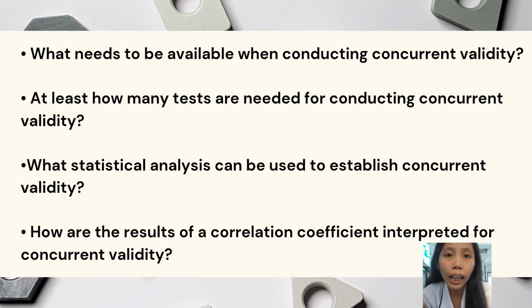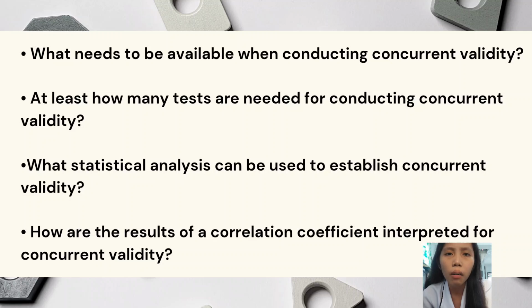Yun po yun. And next is, at least how many tests are needed for conducting concurrent validity? So, the answer is at least two measures or tests, let's say for example, achievement test score and yung current math grade. And then next question, what statistical analysis can be used to establish concurrent validity? So the answer is still Pearson r or Pearson product moment correlation coefficient.